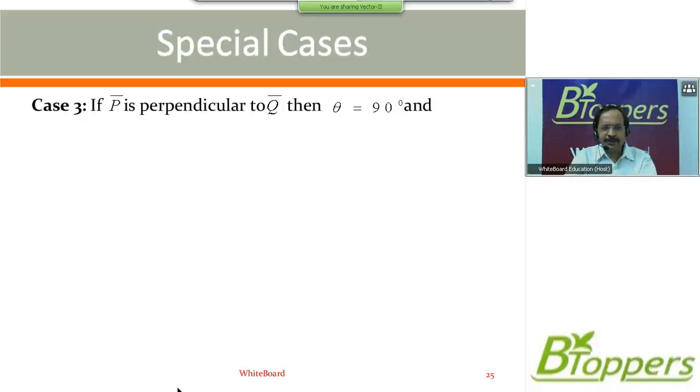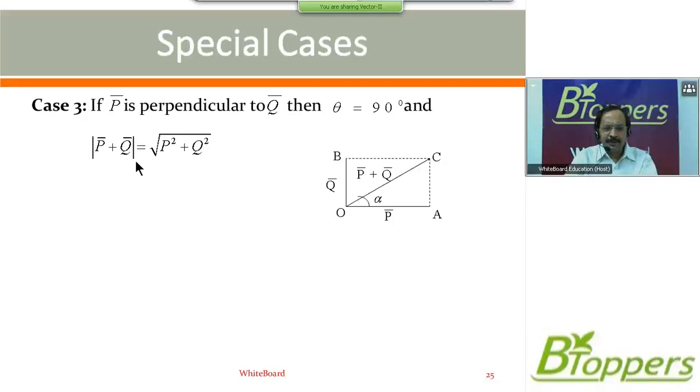Look at the next case 3. If P bar is perpendicular to Q bar, then the angle theta between P bar and Q bar will be 90 degrees. And magnitude of the resultant of P bar and Q bar will be root of P square plus Q square. So in this figure, OA bar represents P bar, OB bar represents Q bar. OACB is a rectangle. That is, angle BOA is 90 degrees.